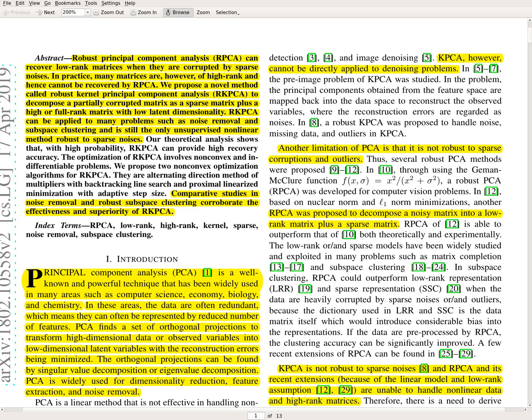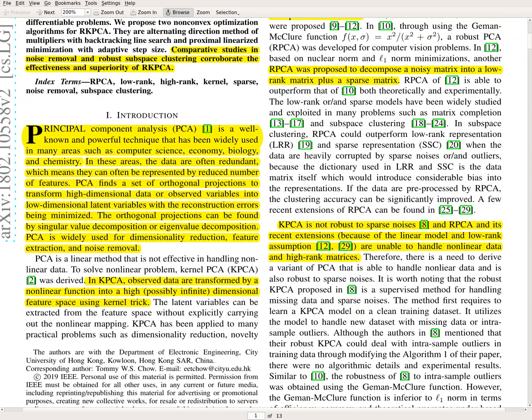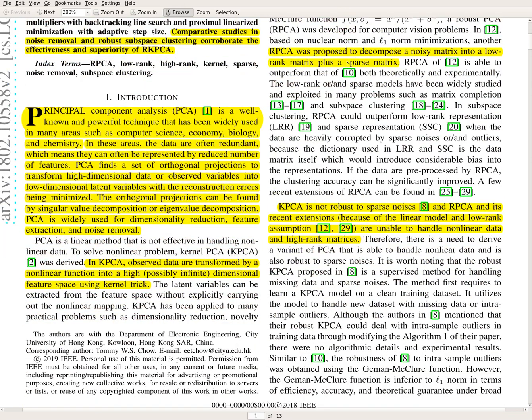PCA is related to factor analysis, which is used in psychometrics. If you have heard about psychometrics, they are sometimes looking for these underlying common traits in humans. Never mind.